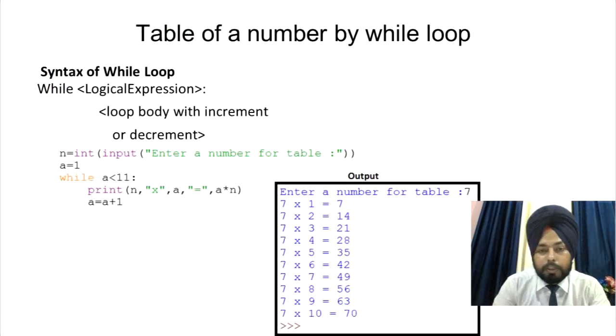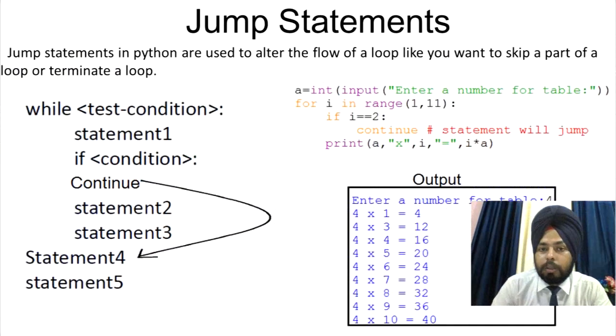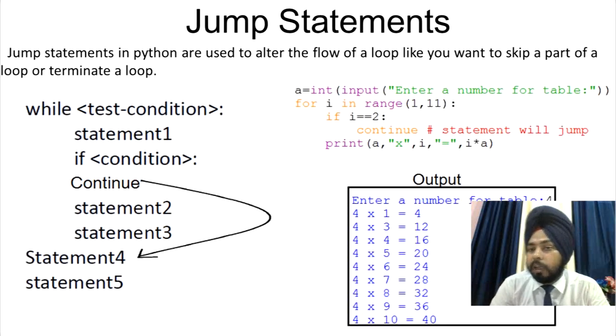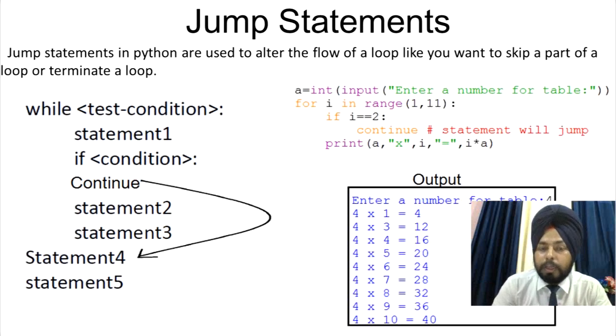Now our next topic is jump statement. Jump statements in a Python program are used to alter the flow of the loop. Like if you want to skip a part of a loop or terminate a loop, then we can use jump statement. The example is also given here. For example, it has started from here and it has used here continue. Now it will jump the conditions, right?